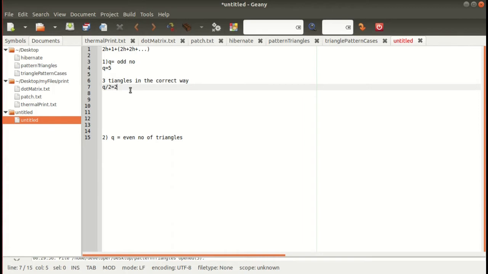This will work for every odd number of triangles scenario. Okay, I will demonstrate it now. Let us complete this first. 2h plus 1, 2 into height. What is height? 3. 2 into 3, 6, into 3 plus 1 plus 2 into 2h, into h. What is h? 3. So this will be the total number of stars in the baseline. 2 into 3, 6 plus 1, 7 plus 4 into 3, 12. 19 stars will be there.